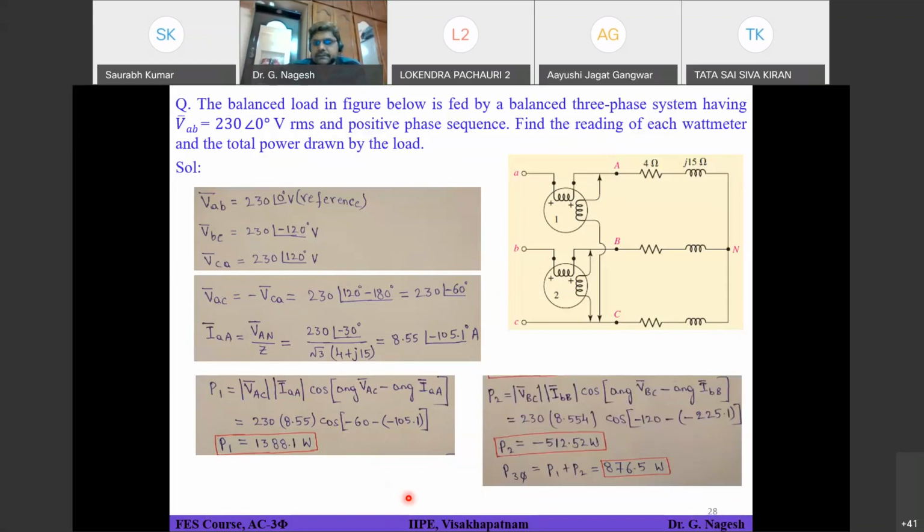Okay, so P2 is given as VBC into IBB into cos of the angle difference between those two. The line voltage RMS value is the same since it's a balanced load, so 230, and the current will be 8.55. Cos of the angle between those two: you have VBC here, which is minus 120 degrees, minus of IBB. You have to calculate what the phase angle will be. It will be minus 120 added to the IAA phase angle, so minus 105.1 minus 120. If you add, you will get minus 225.1. Right, so if you do this calculation, you will get minus 512.5 watts. Others also please try to do that. You should get this value.